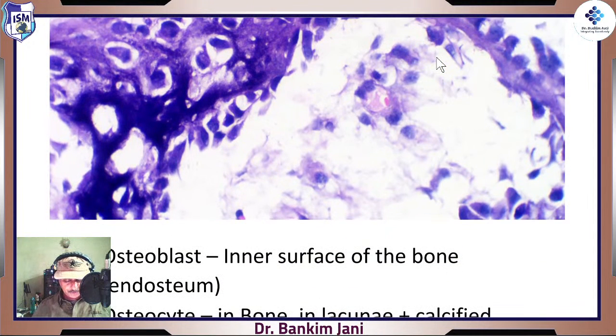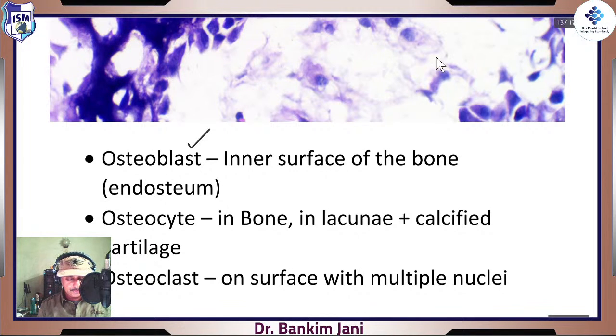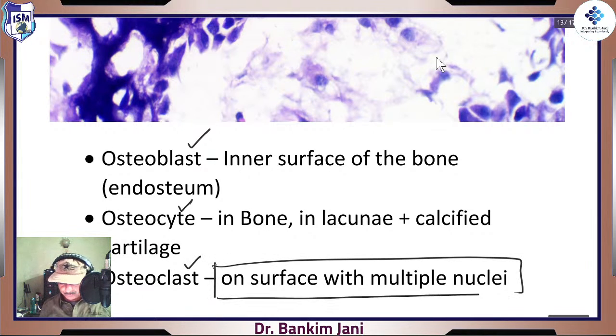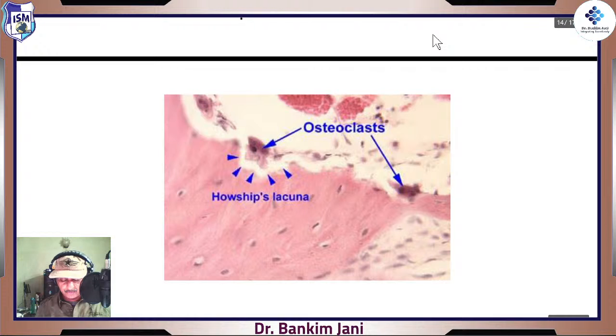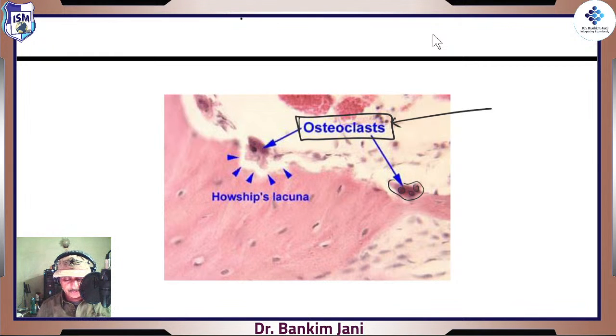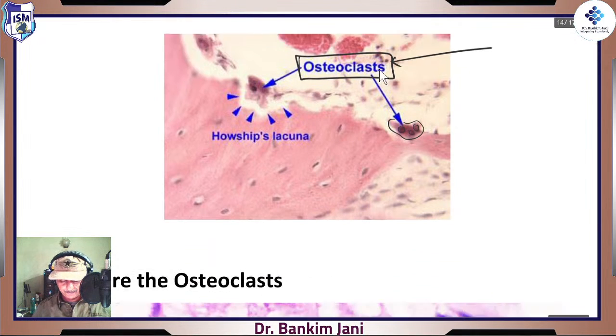Right. So osteoblast, they are for production. Osteocyte, they maintain, and osteoclast, right? They are to be identified on the surface with multiple nuclei, right? That's how they are seen. Osteoclasts, right? You will see it like that, there are multiple nuclei. This is the identification mark of osteoclast, which is for destruction, breaking up of the bone, and that's what is called Howship's lacuna, just a name of it, right?